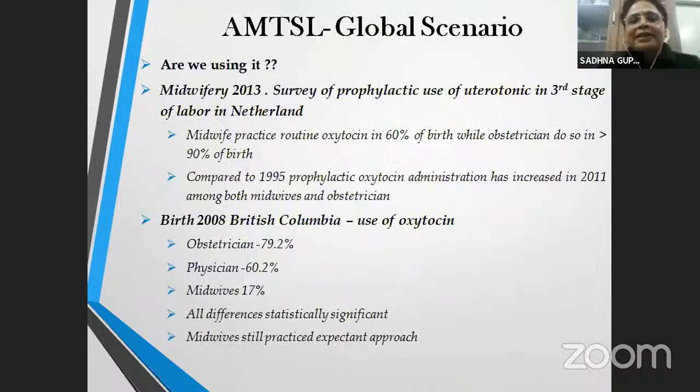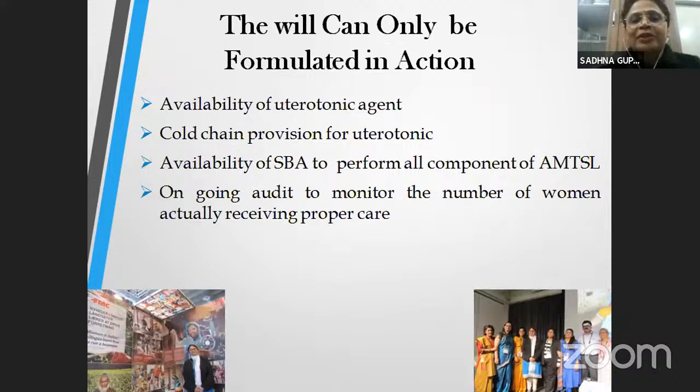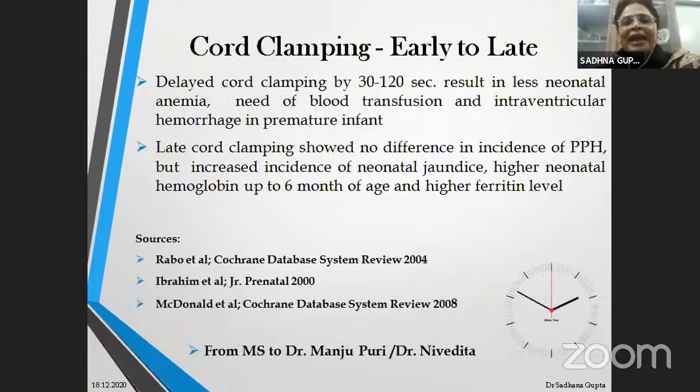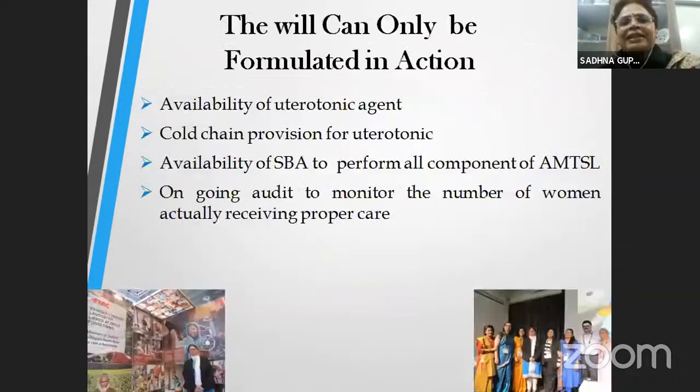So this is still the situation all over the world. There has been wide variation in AMTSL, and in many settings people like nurses are not using it. So we have to be very, very clear about it. And this is from a Copenhagen conference, where we took the picture when Nivedita was with us for the Manyata project.